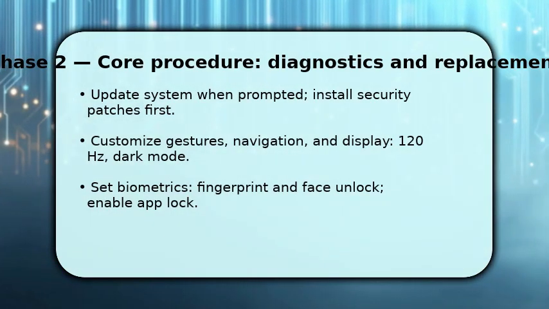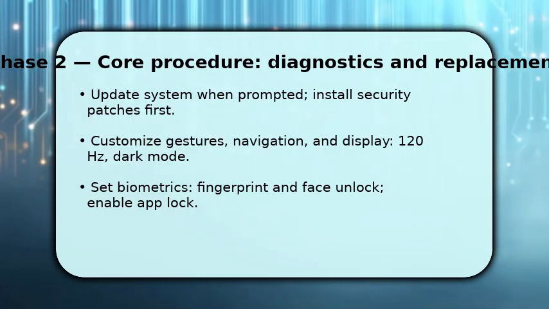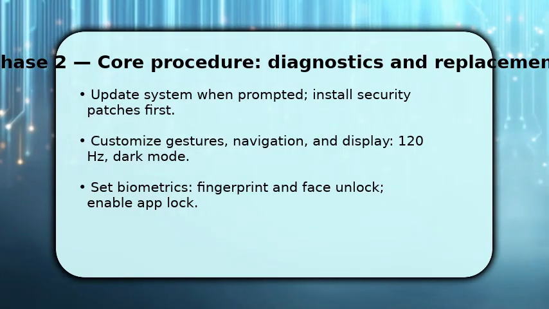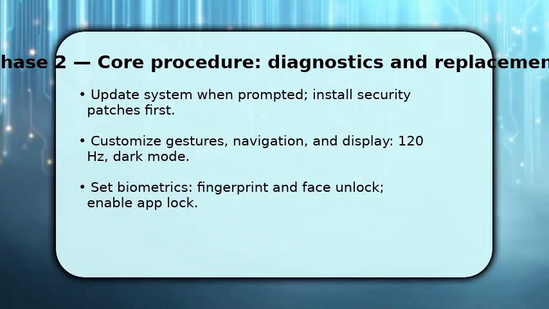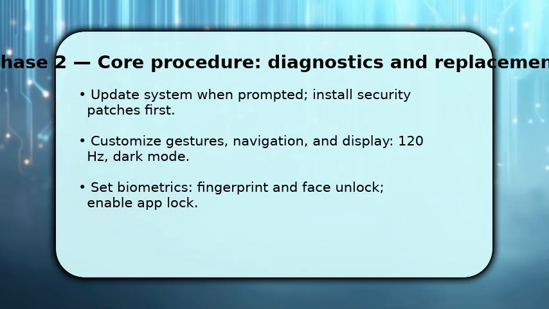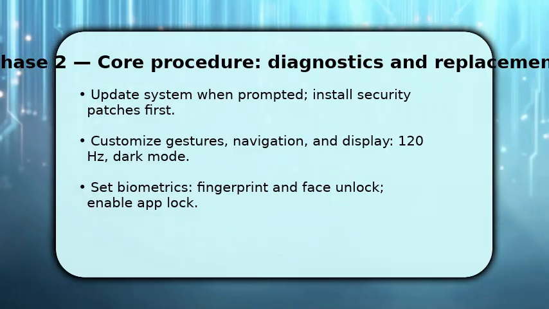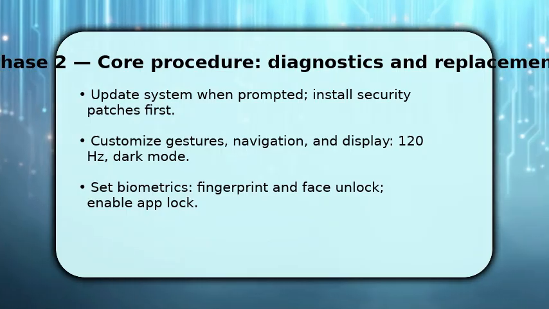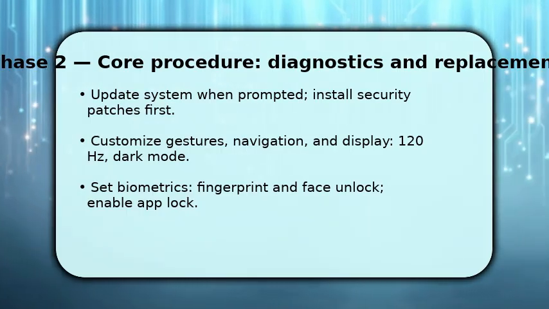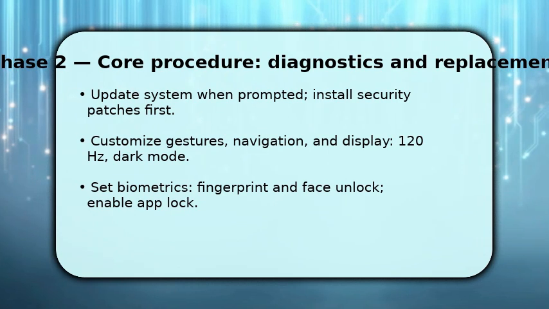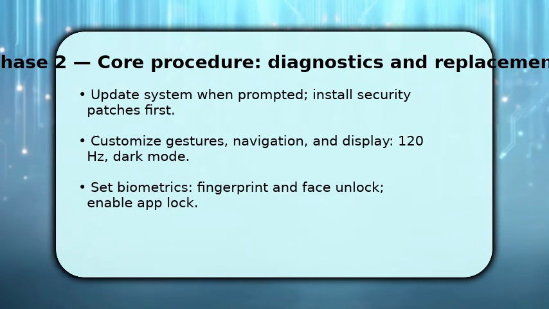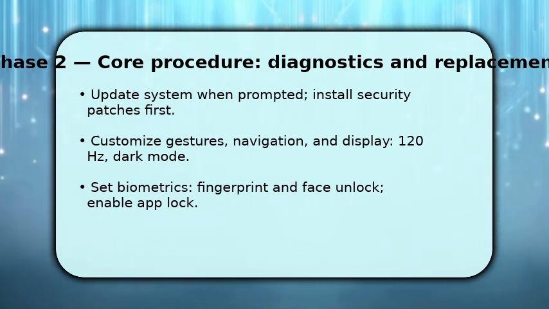Next, customize display and navigation. Choose 120Hz for smoothness or 60Hz for battery savings, and enable dark mode to reduce eye strain. Configure gestures or traditional navigation buttons, then set up biometrics, fingerprint and face unlock, so you unlock faster, and finish by tailoring battery, camera, and connectivity so the phone behaves how you want.